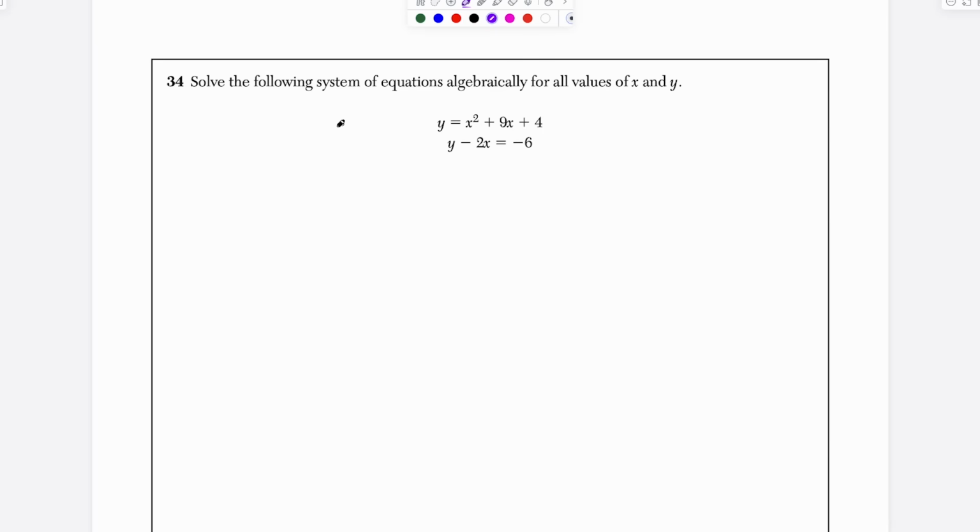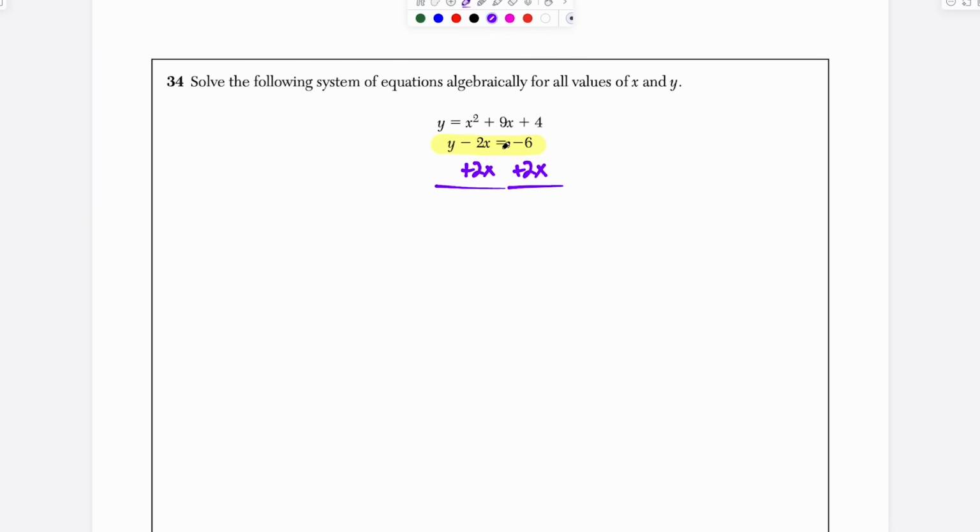Question 34, solve the following system of equations algebraically for all values of x and y. So for this system of equations, the first thing that jumps out at me is the second equation is not solved for y. So first I want to solve this equation for y, and then we could set these two equations equal to each other. So to solve for y, we want to get rid of that minus 2x, and the opposite of minus 2x is plus 2x. So we could add 2x to both sides.